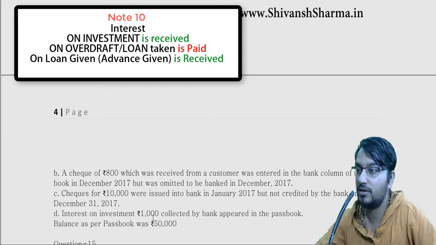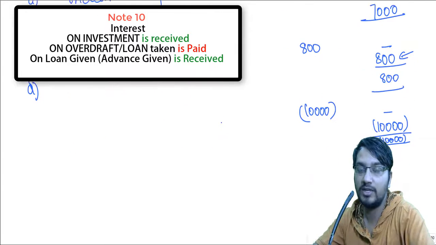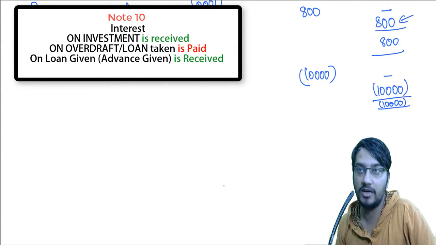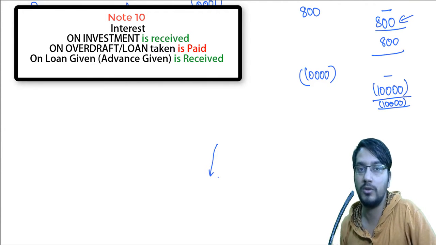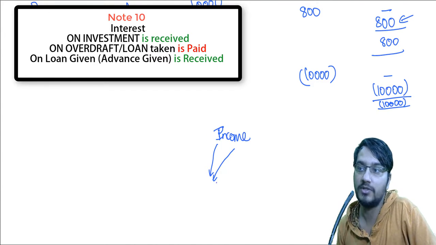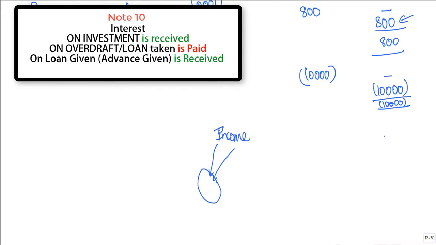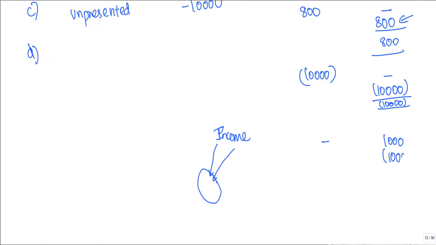Interest on investment rupees 10,000 were collected by bank. Whenever we make any investment, let's say we have purchased some shares of the company, that company will give us dividend, or if we have given loan to some person, that will give us interest on that loan. So this is going to be my income. That income basically comes directly into my bank account. So any interest on investment is received directly by the bank, which is 1,000 rupees, but nothing is entered here. So we'll just subtract 1,000 from here so that both sides can become equal.